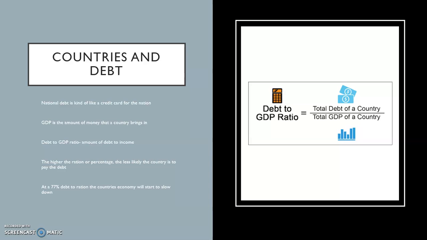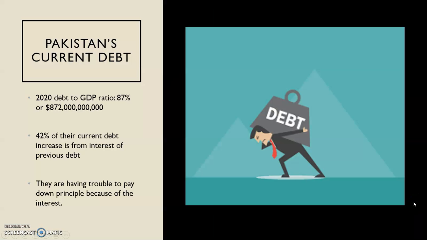The World Bank suggests that once a country exceeds 77% debt to GDP, it will soon slow economic growth. So Pakistan's current debt as of June 2020 is 87%, which is more than the 77% that it takes to lead to slowed economic growth.